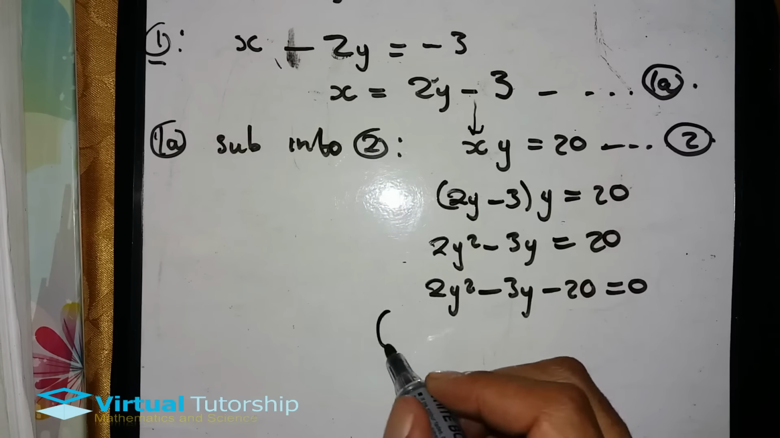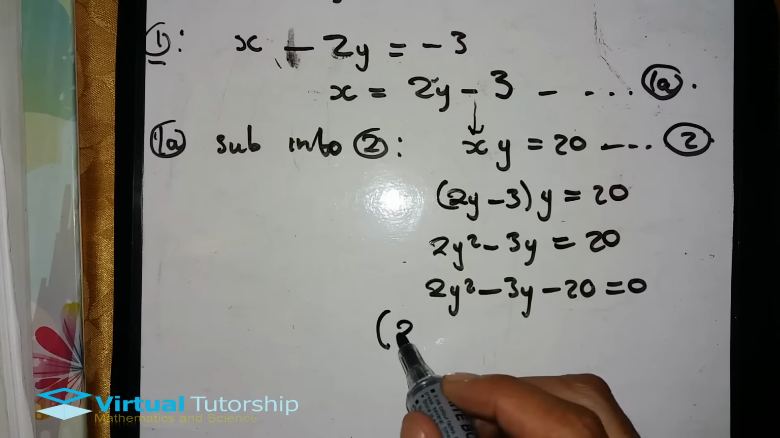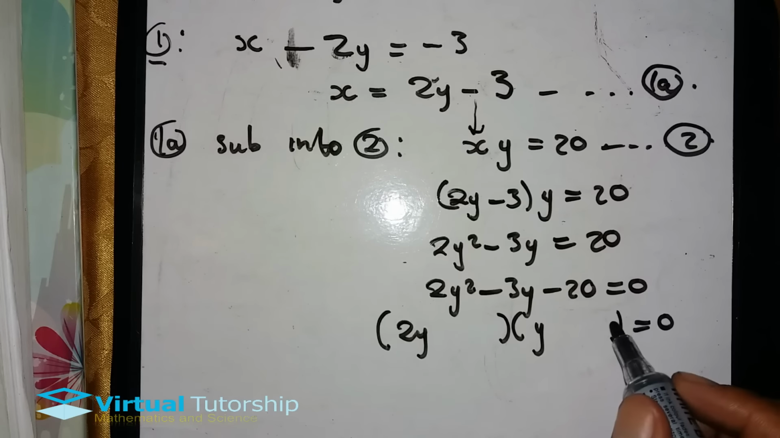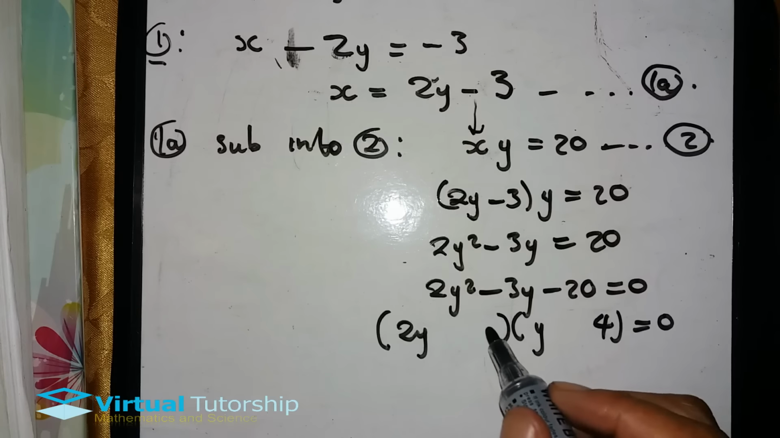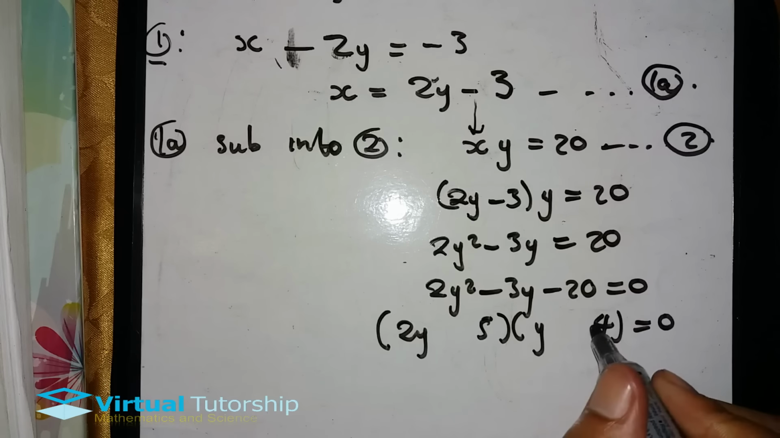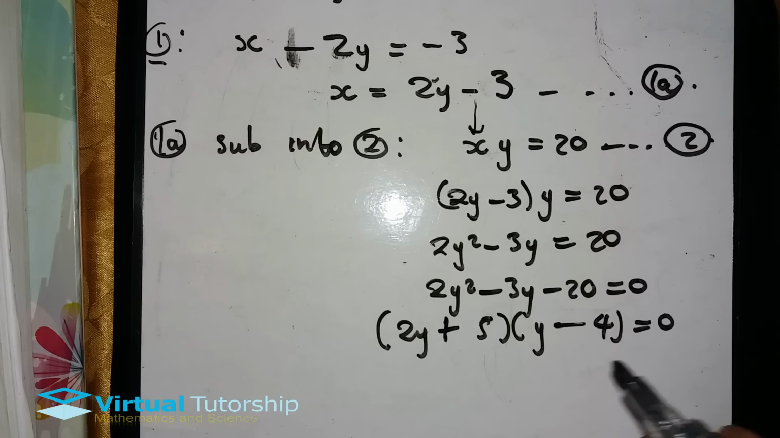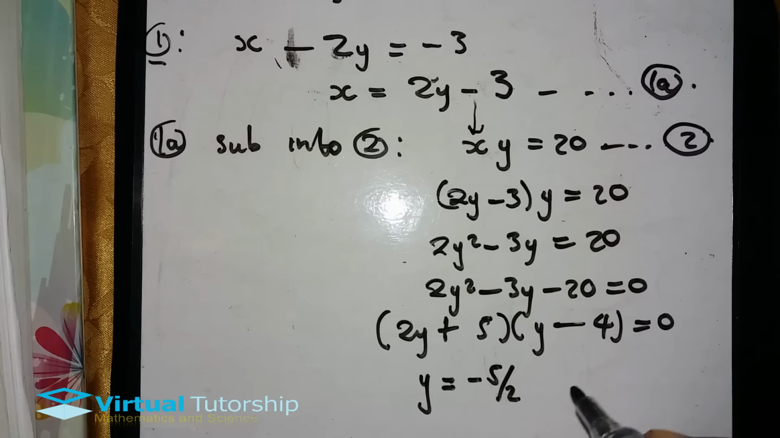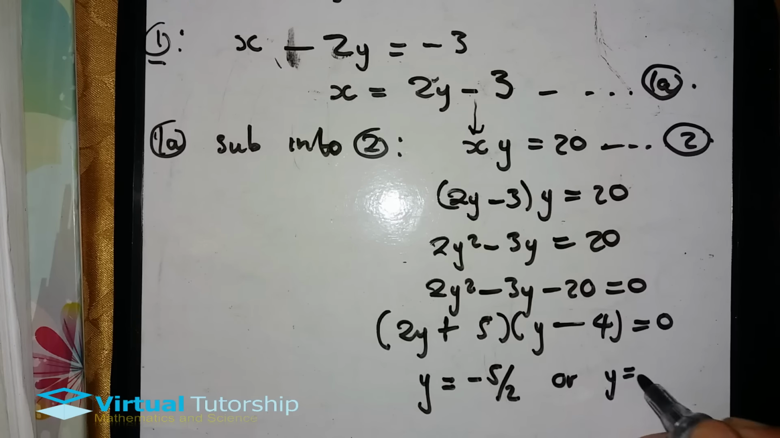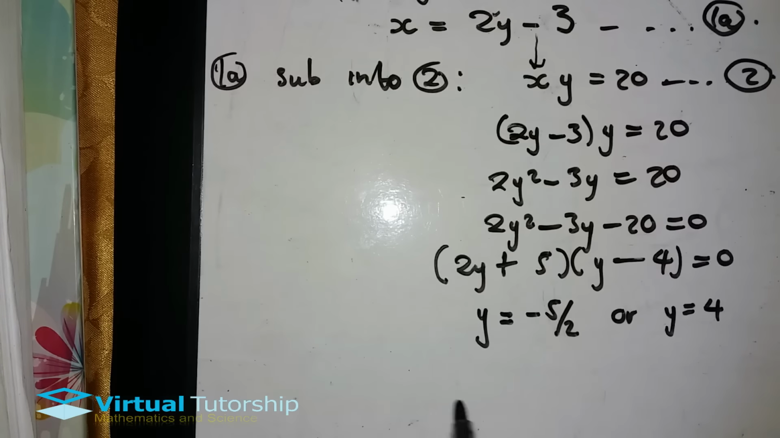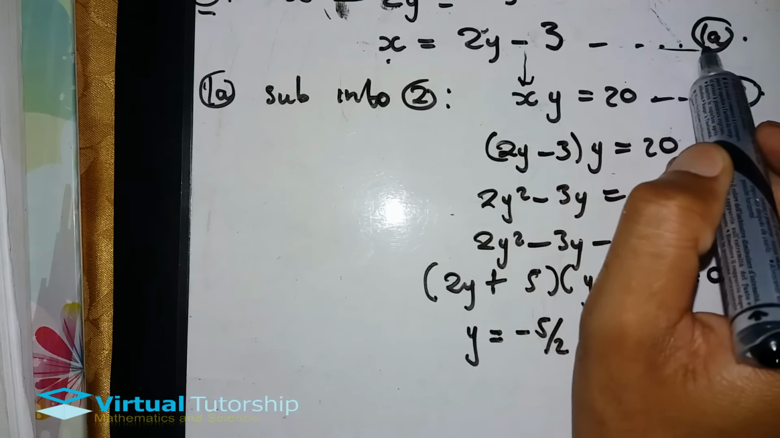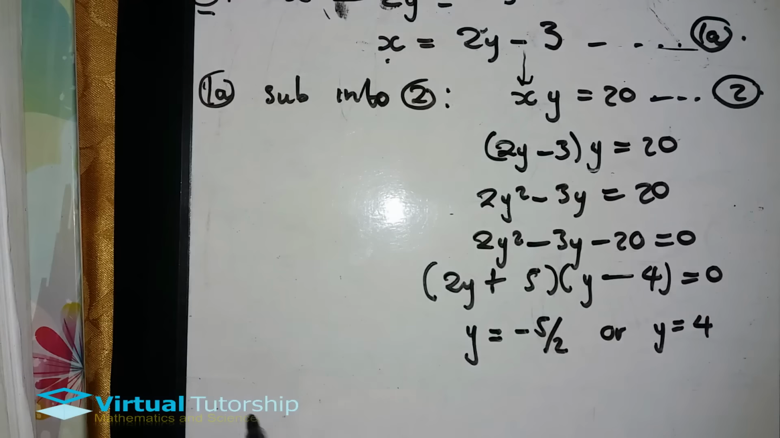And then this quadratic equation I will solve by using the factoring method. You can use the quadratic formula if you want. So here it will be 4 and 5, a minus and a plus. So y first will be minus 5 over 2, or y is equal to positive 4. So look, now that I have the y values, I must calculate the x values. I will get these x values by using equation 1a.